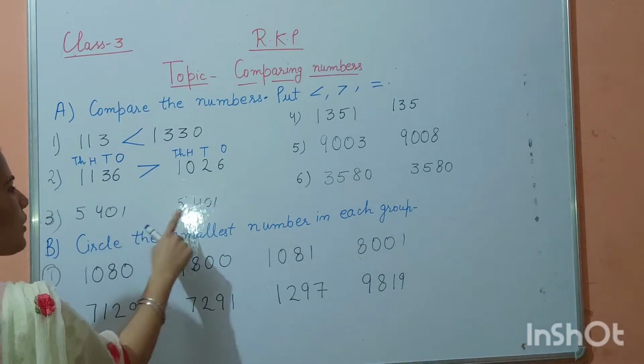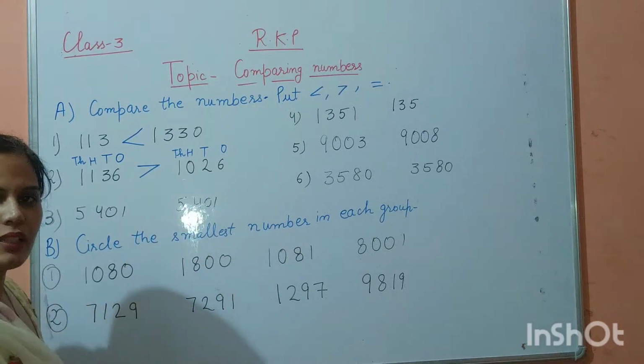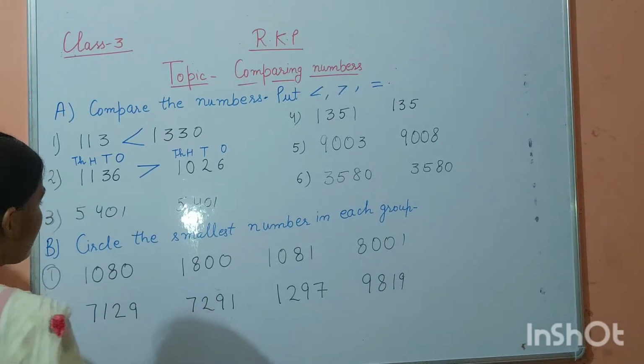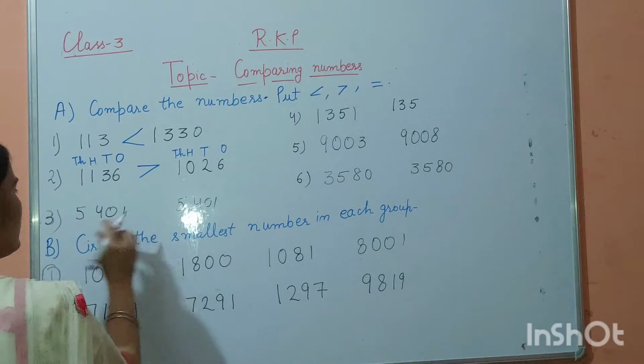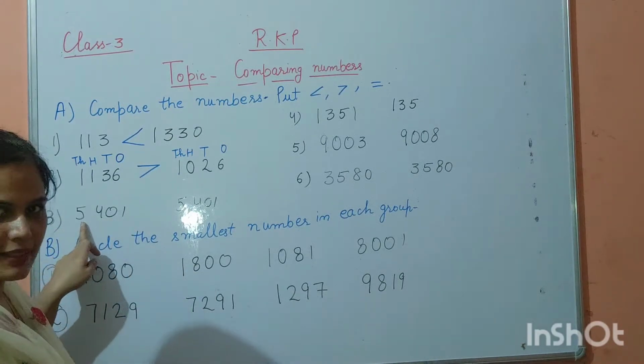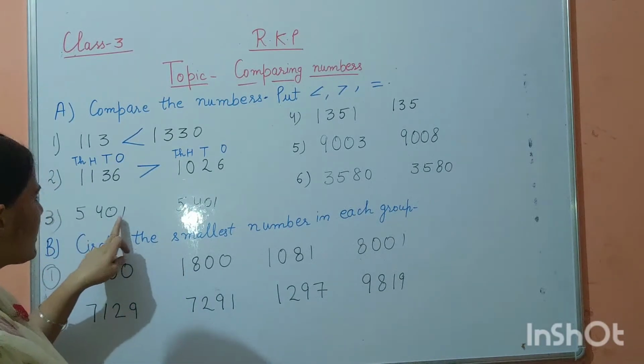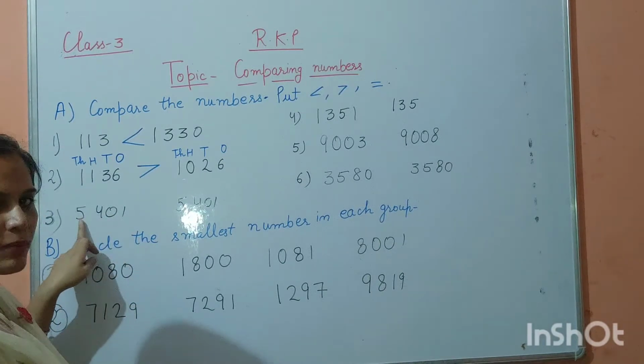Okay. Now first of all count the number of digits. 1 2 3 4, 1 2 3 4. Both have the same number of digits. Then go to the thousand place. This is the thousand place. Ones, tens, hundred, thousand place.